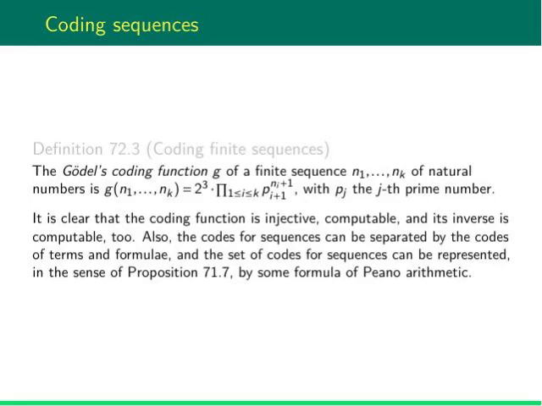Before coding proofs, we need a way to code finite sequences of natural numbers. This is simply done as in the slide. Again, the coding function is injective primitive recursive with a primitive recursive inverse, and the set of codes for sequences is disjoint from the other sets of codes. It is recursive, thus representable, and the dismounting functions are representable too.